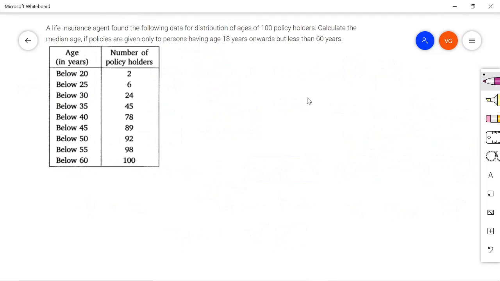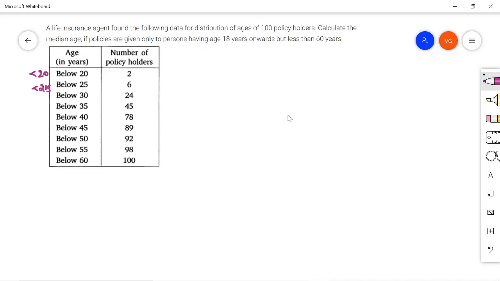Question number 3 here is, a life insurance agent found the following data for the distribution of ages of 100 policyholders. Calculate the median age if policies are given only to persons having age 18 years onwards but less than 60 years. If you observe the given data, age is given like below 20, below 25, below 30, that is, less than data they have given. So you can write this as less than 20, less than 25, right? Like that they have given.